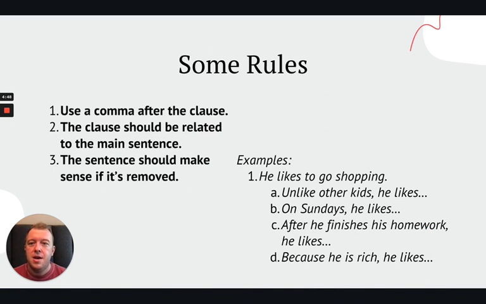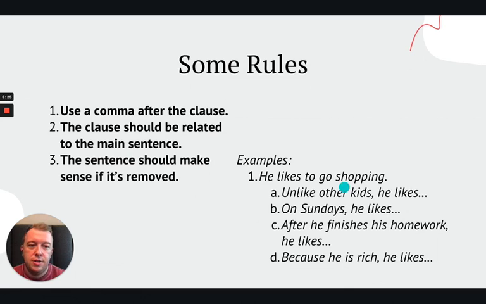And so let's talk about some rules to make sure we use this correctly. So, number one, add a comma after the clause. Notice that for each one of these examples, we have a comma separating it from the rest of the sentence. I'm not going to get too specific about the grammar, but basically it's because it is not a full sentence on its own. We can say, he likes to go shopping, and that is a full sentence.